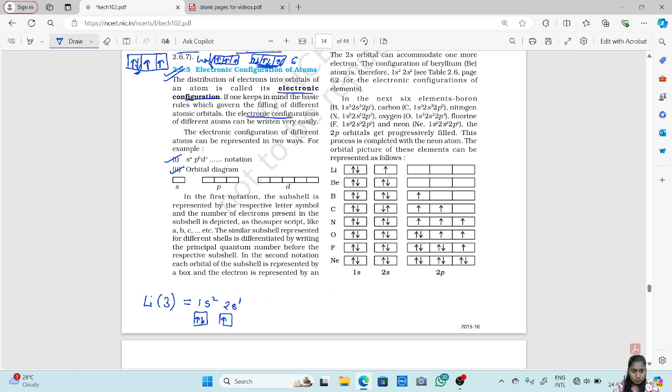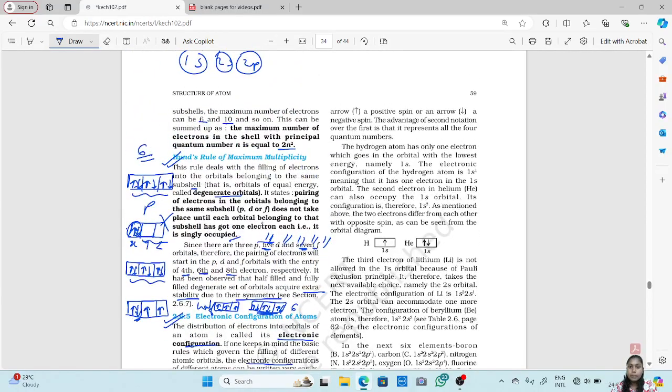So this is the orbital diagram notation. Similarly, the subshells from different shells are differentiated by writing the principal quantum number before the respective subshell. In the second notation, each orbital of the subshell is represented by a box and an electron is represented by an arrow. This is a positive spin and this is a negative spin, or this is plus half, this is minus half. The advantage of the second notation over the first is that it represents all four quantum numbers.